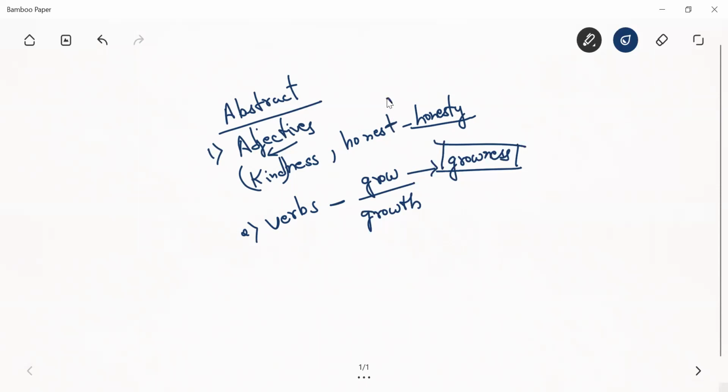Like honesty, we did not add ness, right? What did we add? Why? Because honesty is a word. Honestness is not a word. You know it? Okay.